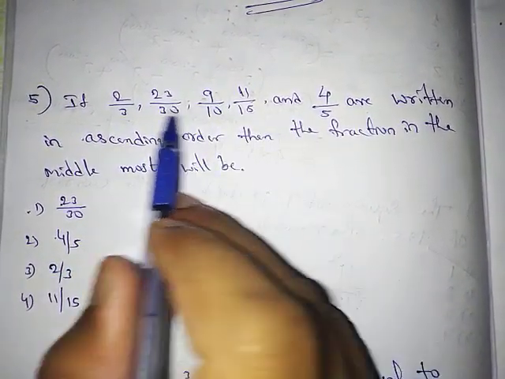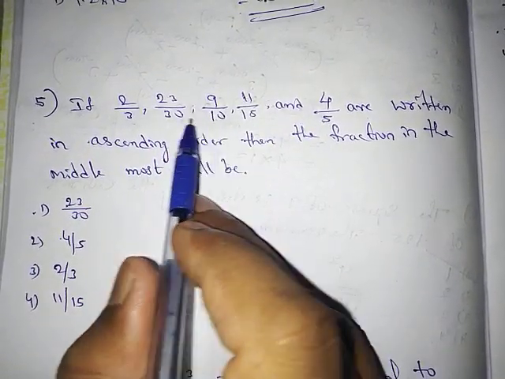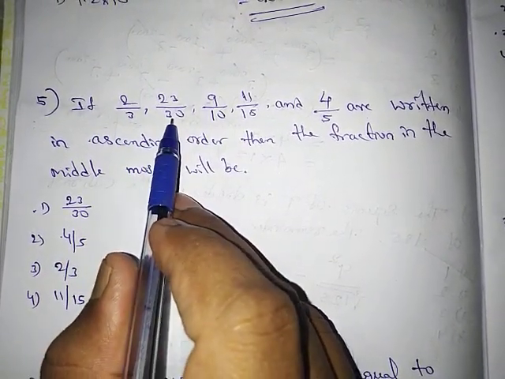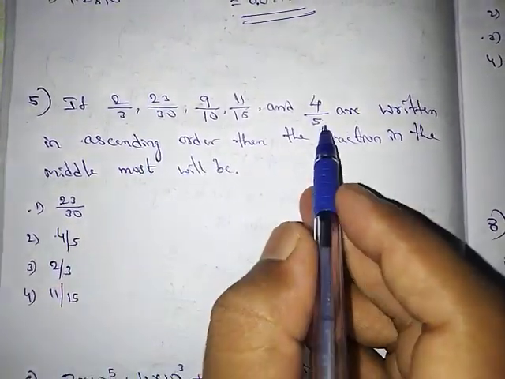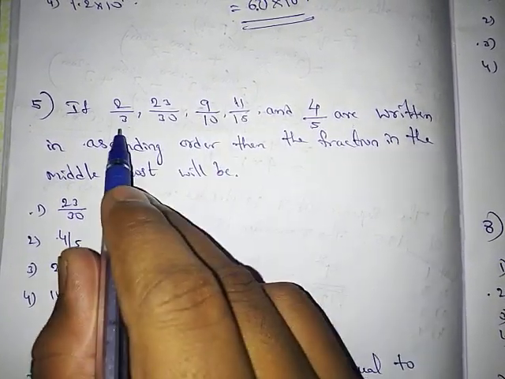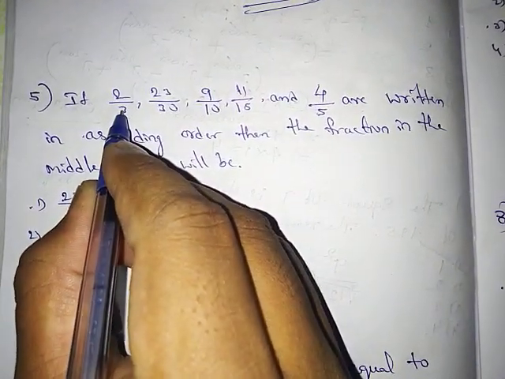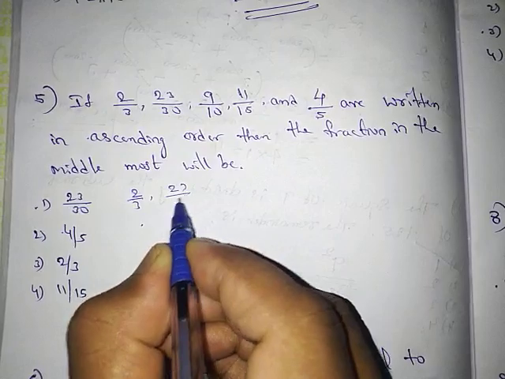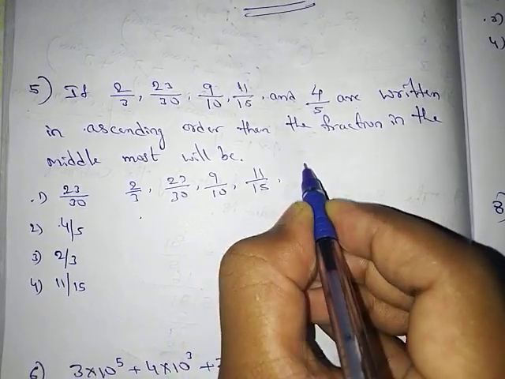You have to make the denominators equal. So the denominators here are 3, 30, 10, 15 and 5. The LCM of these denominators is 30, right? You can just glance at it and tell that, because 30 you get by 5 multiplied by some number, 15 multiplied by 2, 10 multiplied by 3, and 3 multiplied by 10. So write it as 30. Write the numbers as they are: 2 by 3, 23 by 30, 9 by 10, 11 by 15, and 4 by 5.